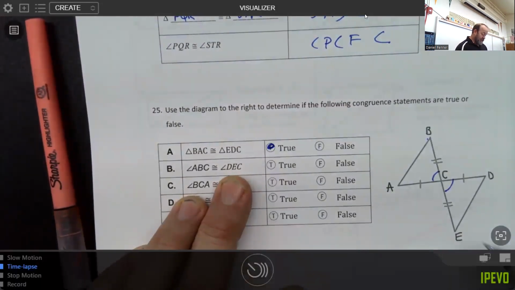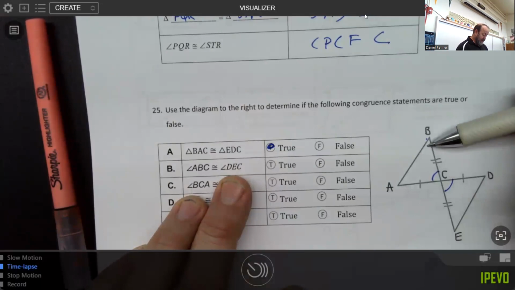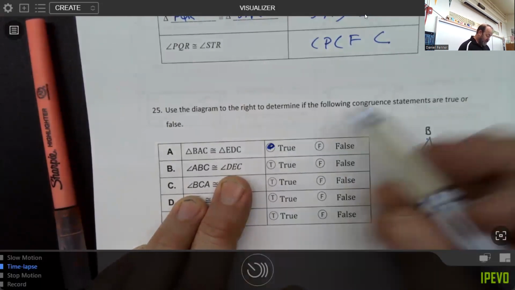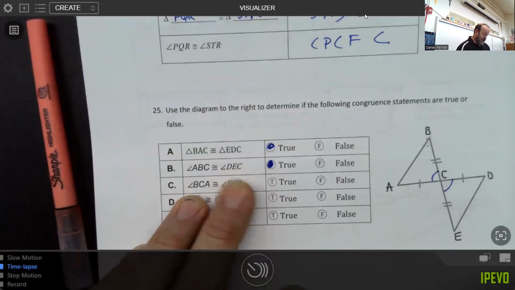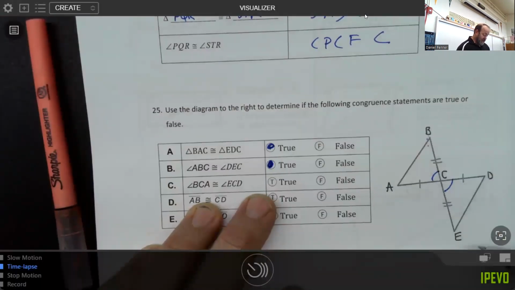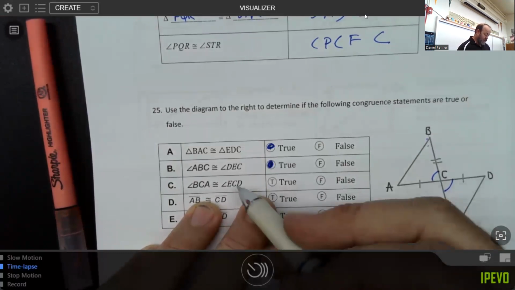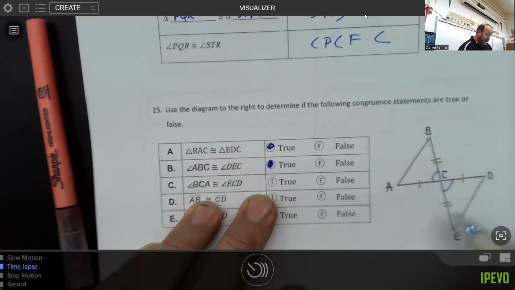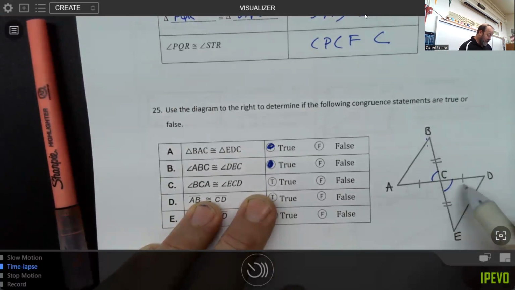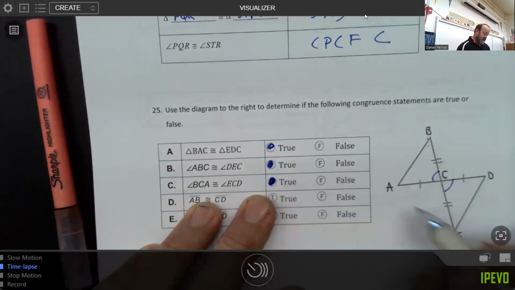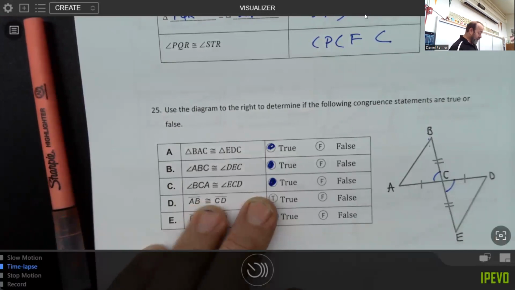So is angle ABC, which is this top angle, the same as DEC? And in fact, that is also a true statement. Is angle BCA the same as angle ECD? Well, those are vertical angles, so that's also true. Now, the thing that I don't always like is sometimes we're changing the order of those things, but angle BCA is right here, and angle ECD is also right here. So even if I reordered the letters, I'm still tracing out two angles that are in fact congruent.